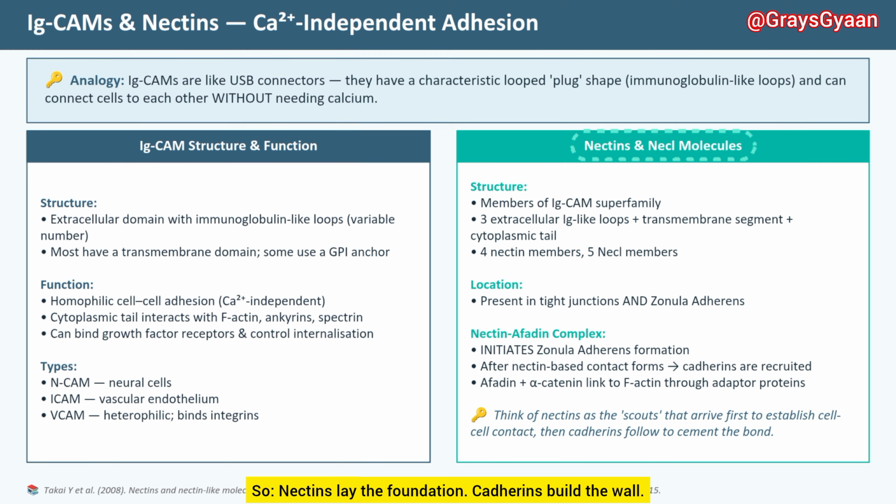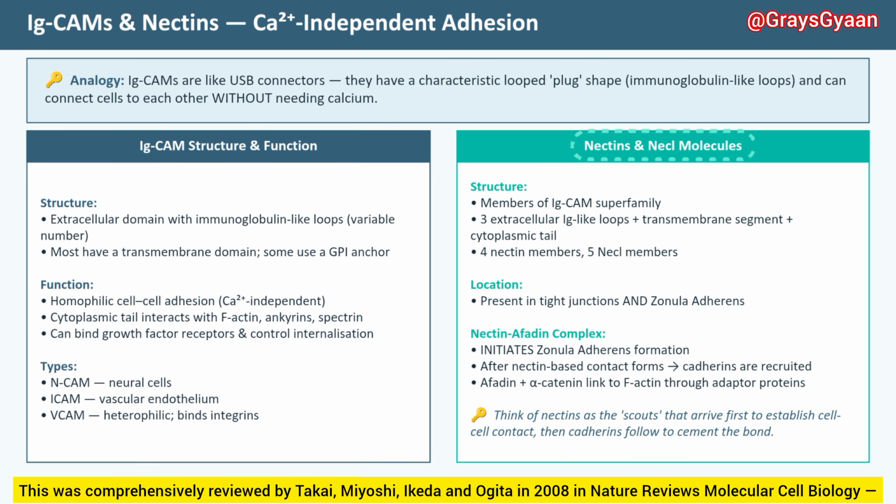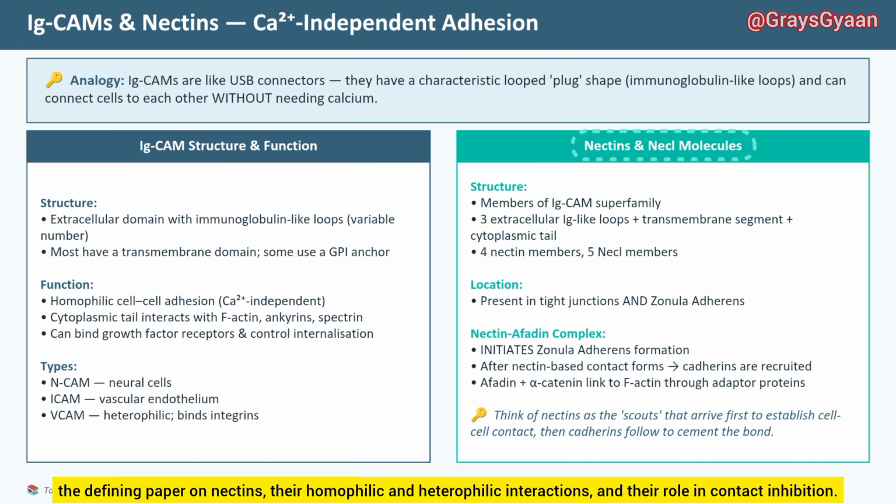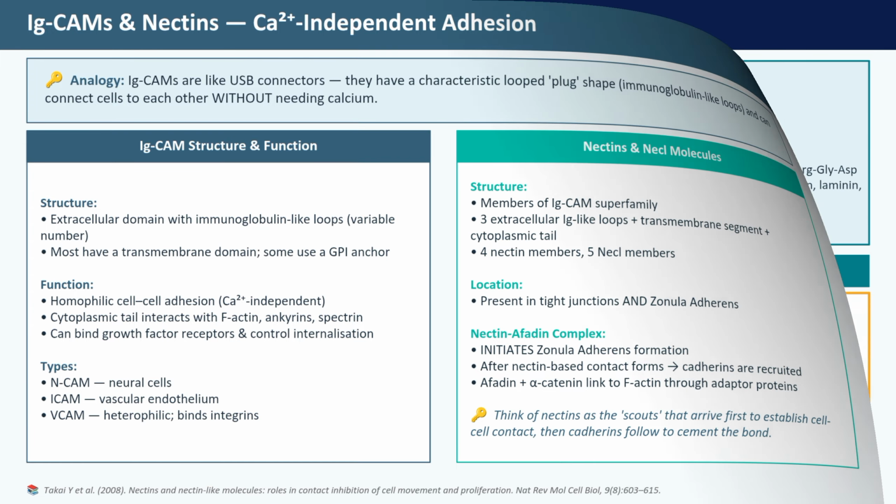Cadherins build the wall. This was comprehensively reviewed by Takai, Miyoshi, Ikeda and Ogita in 2008 in Nature Reviews Molecular Cell Biology, the defining paper on nectins, their homophilic and heterophilic interactions, and their role in contact inhibition.